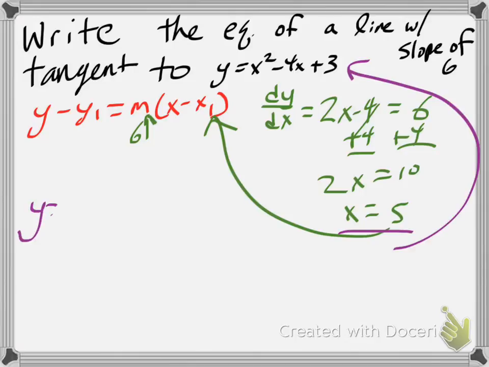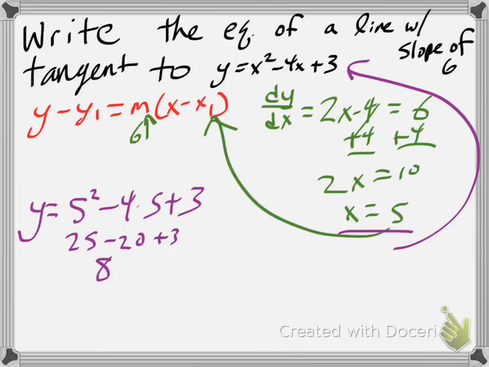So y is equal to x squared, in this case 5 squared, minus 4 fives, plus 3. 5 squared is 25. 4 lots of 5 is 20, plus 3. So 25 minus 20 is 5, plus 3, which is 8. So y is equal to 8. And now we virtually have our answer.